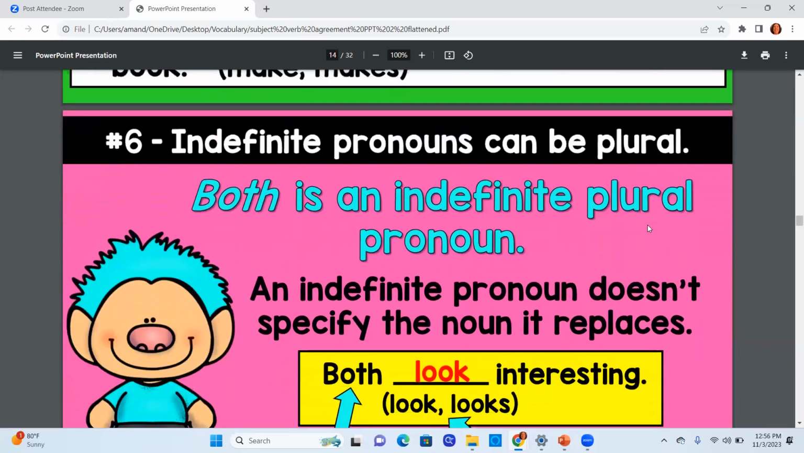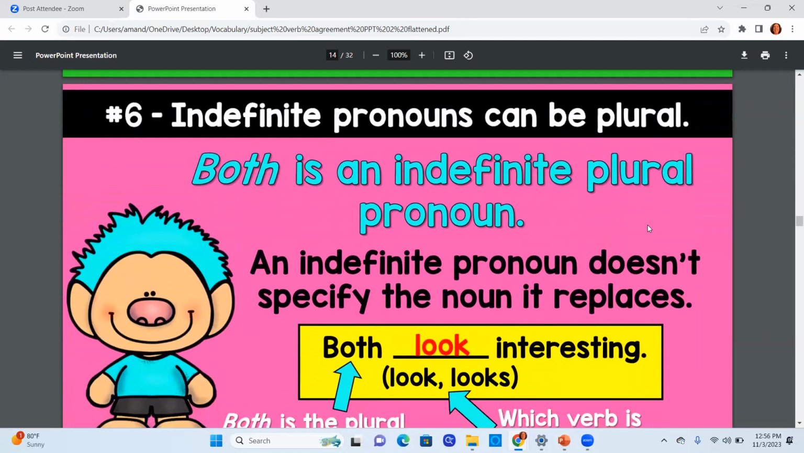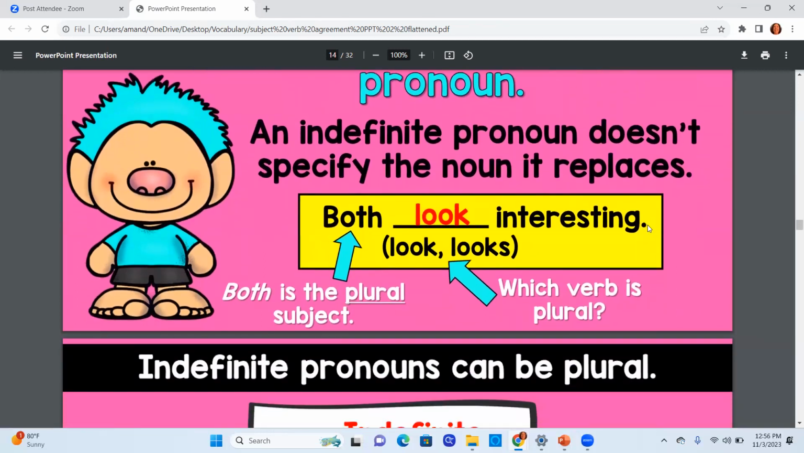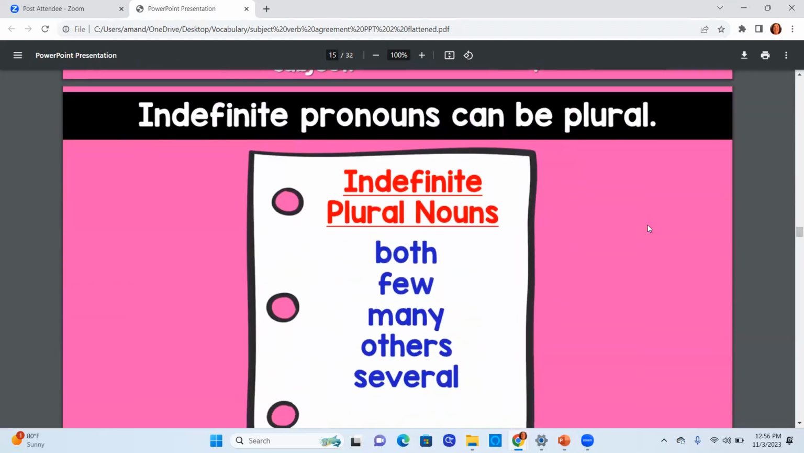Let's go to number 6. Indefinite pronouns can be plural. Both is an indefinite plural pronoun. An indefinite pronoun doesn't specify the noun it replaces. Both look interesting. And of course, both is the plural subject. Indefinite pronouns can be plural: both, few, many, others, several. Those are some examples.